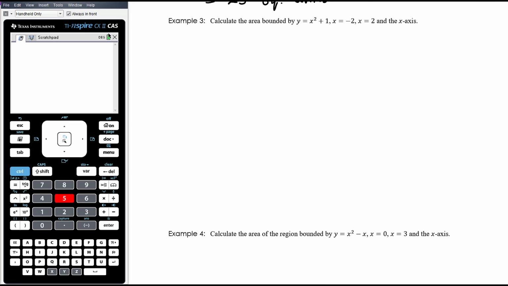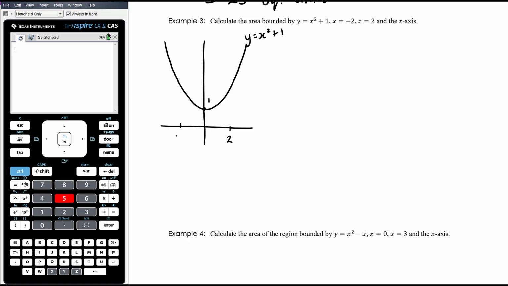Calculate the area bounded by y equals x squared plus 1, x equals negative 2, x equals 2, and the x-axis. So we need to draw a graph. Y equals x squared plus 1 is a parabola translated up by 1, so that's going to be 1 there. And then we want to find the area from negative 2 to positive 2. X equals negative 2 is a vertical line, and x equals positive 2 is a vertical line. So we're trying to find the region bounded by the curve, the line x equals negative 2, the line x equals positive 2, and the x-axis. So this is the region we want to find here.